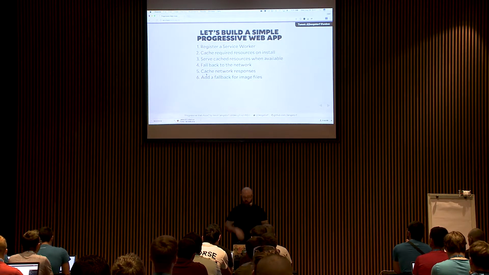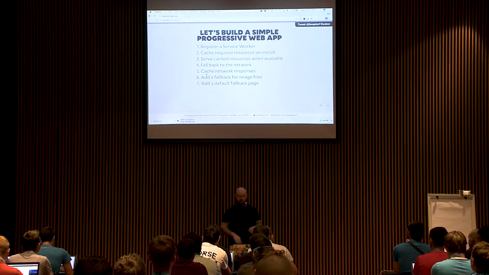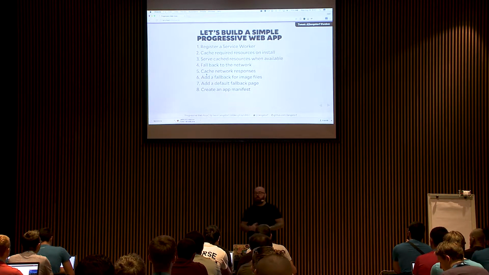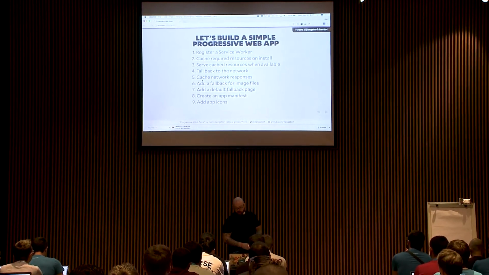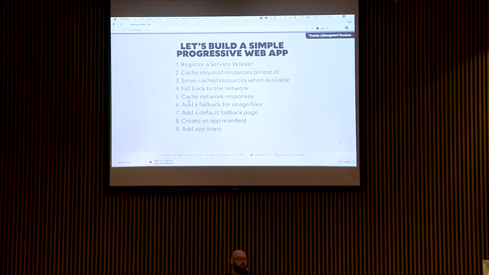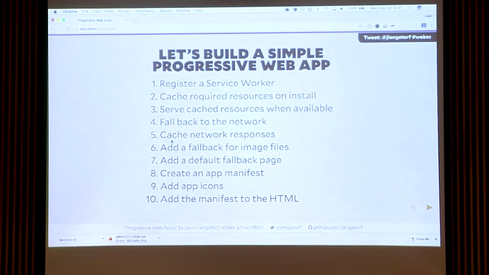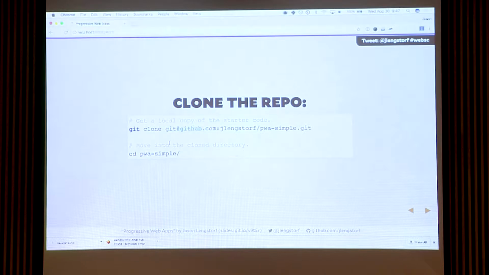They won't see the little broken box. We'll add a default fallback page. So if they try to request a URL that we haven't loaded, we'll show them something. We won't show them that offline Chrome dinosaur. We're going to create an app manifest, which on Android phones will allow you to actually install the app to the home page like a regular app. We'll add some app icons so that you can show a splash page, an icon on the home page, things like that. And then we'll add a manifest to the HTML itself. And we're going to do this in 10 quick steps. Before we do any of that, we're going to need to clone this repo.